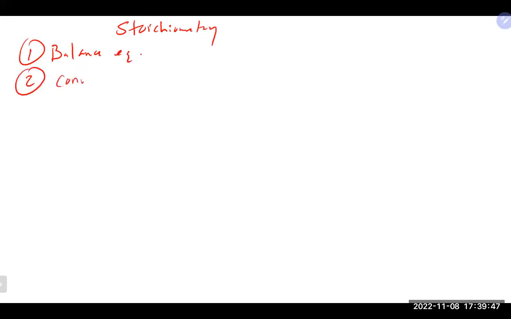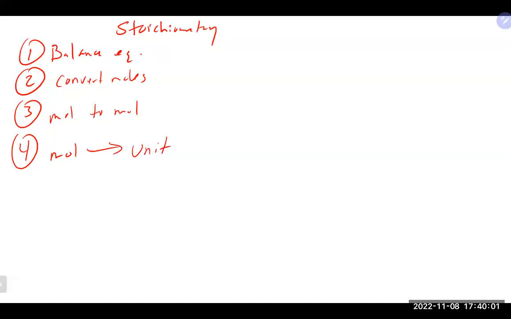Okay, next thing we're going to talk about is gas stoichiometry. The good news about stoichiometry involving gases is it's pretty much the same 4 steps that we used before. You're going to balance the equation, convert to moles, do the mole to mole relationship from the equation, and take those moles and convert them to some other unit.